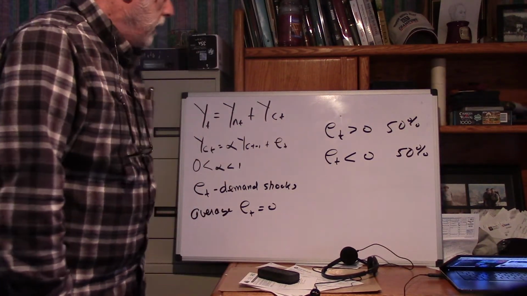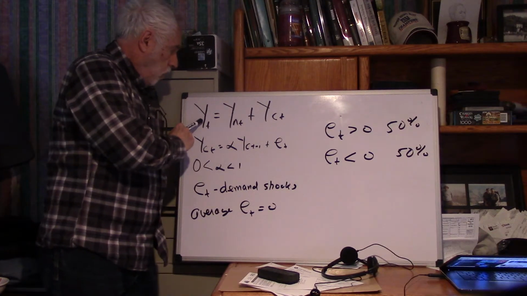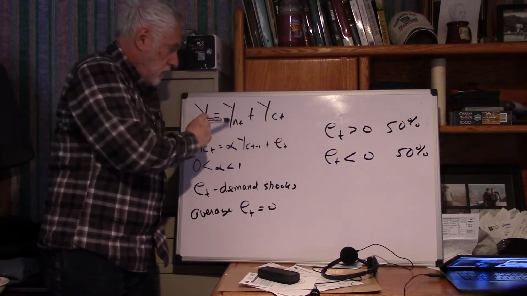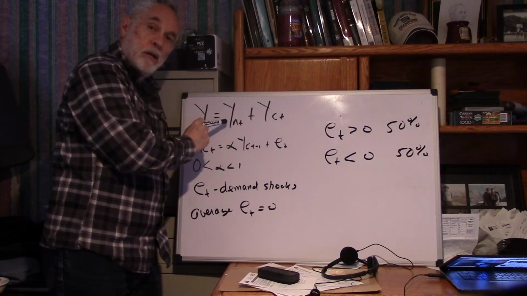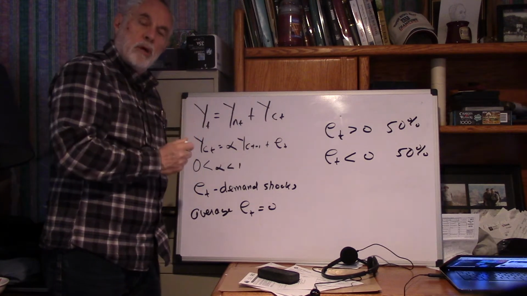Hi everybody, I'm back. So what we have, as we specified before, is that output, Y_t, is broken up into two parts: the natural level of output, which you talked about a couple of minutes ago, plus Y^C_t, which is the cyclical component of output.